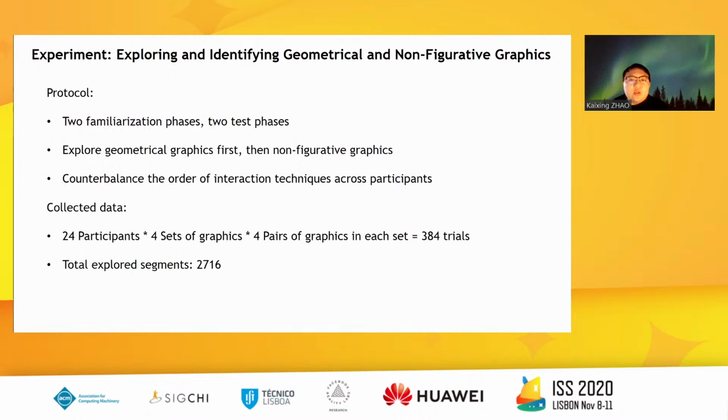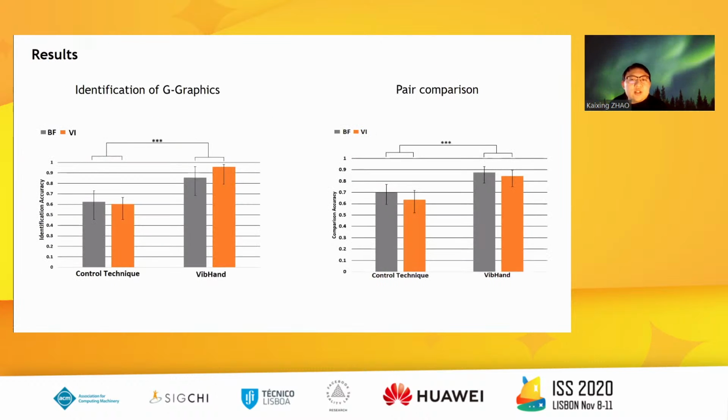The experiment included 2 phases to get familiar with the direction and progression cues respectively. After familiarization, the participants were presented with 2 blocks of trials, the first one with the geometric graphics and the second one with the non-figurative graphics, because this corresponds to increasing difficulty. The interaction techniques were counterbalanced across the participants. In total, we recorded 384 trials corresponding to the exploration of 2,716 segments. We analyzed 6 different measures.